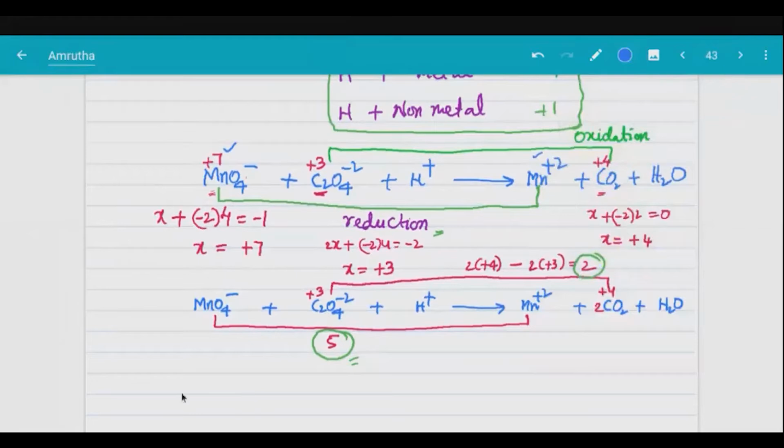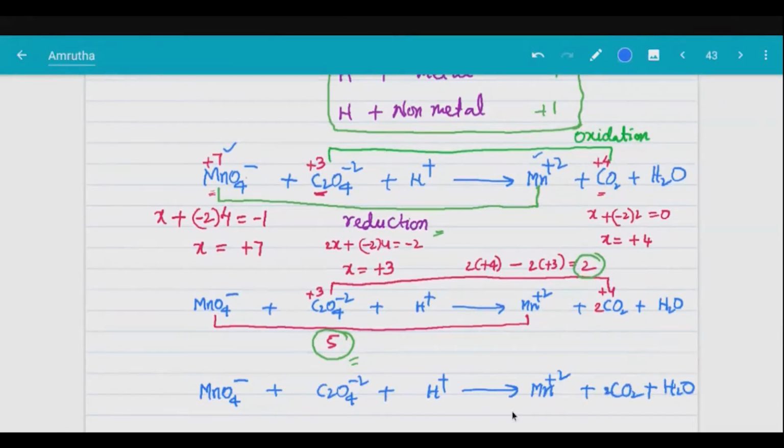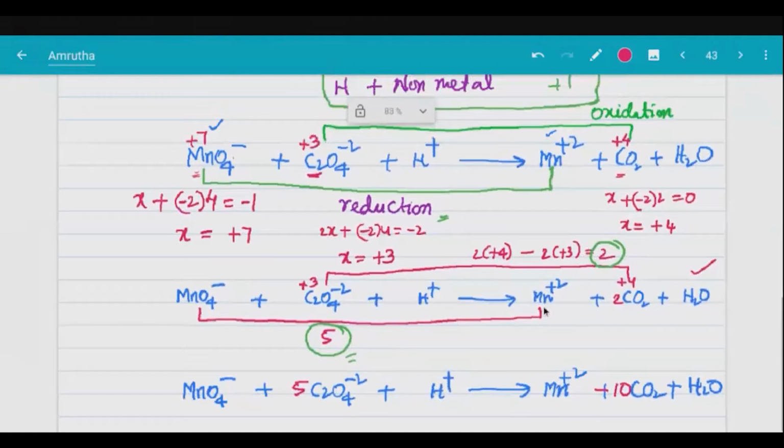MnO4 minus plus C2O4 minus 2 plus H plus gives Mn plus 2 plus CO2 plus H2O. Now here already 2 is there, I'm writing 2. So 5 I'm multiplying here, 5 into 2. So what I should write here, 10 CO2. 2 is already there, so 5 into 2, 10. Fine. So what about this number 2? 2 also you can multiply here.